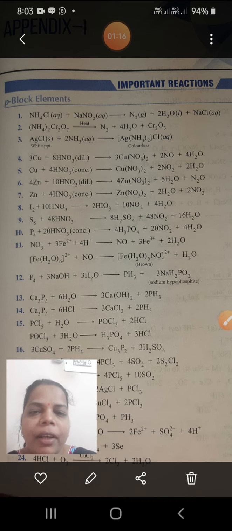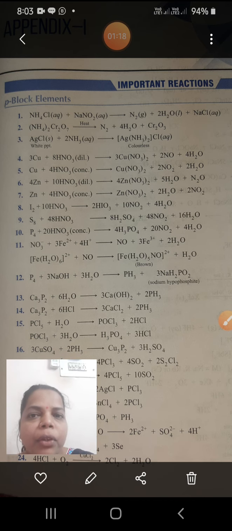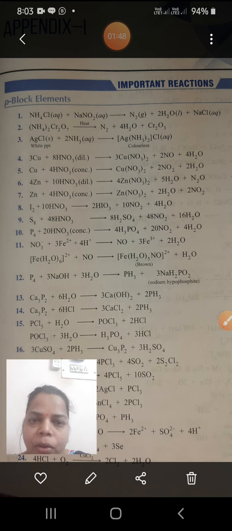And always keep one thing in your mind, whenever you are writing equations in inorganic chemistry, especially p block and d block, the reaction should be balanced. If the equation is not balanced, then marks may be deducted. It is not compulsory in the organic portion, but here it is very necessary, and you have to write all the products and byproducts. Whatever products and byproducts are formed, you have to write all of them. So please keep in mind, and here we are going to discuss some of the important reactions. So let us start.